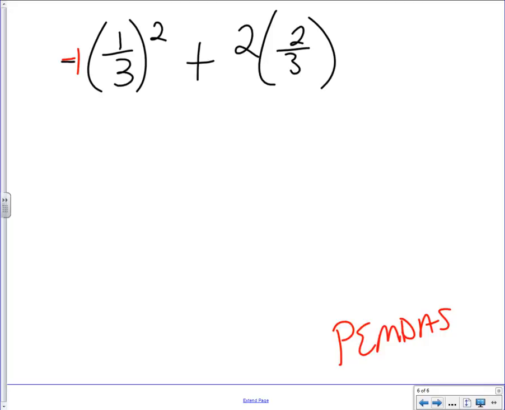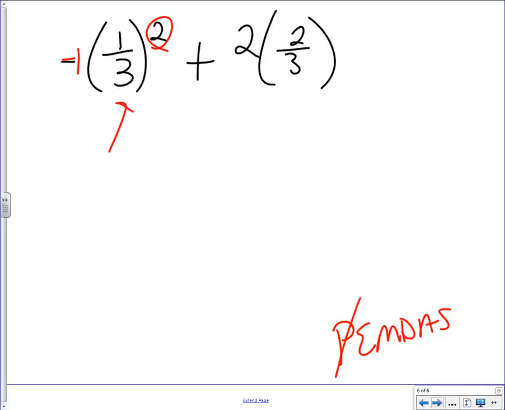So what happens first? Well, I look at my parentheses, and there's just a fraction inside both of those parentheses, so there's not anything that I can add or subtract or multiply. So there's no parentheses to be done. There is, though, an exponent in here. And the exponent happens right here.